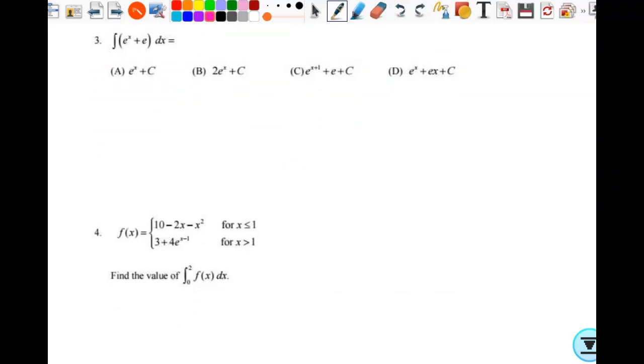So I have the integral of e to the x plus e. What do you think a little bit on this one? I'll give you a second to think through it.